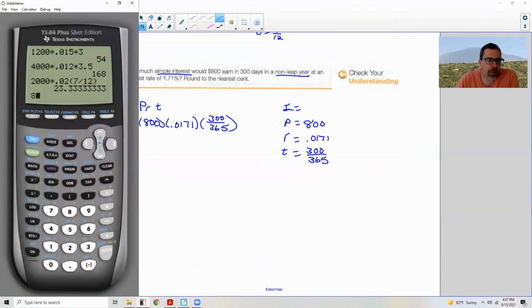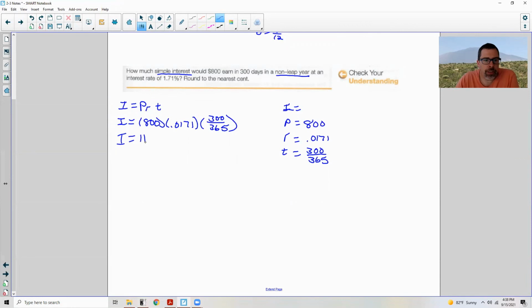You go to your calculator and you say 800 times 0.0171 parentheses 300 divided by 365. Close the parentheses, enter. And I got $11.24, and that 3, I'll put 11.2438 for starters. I equals 11.2438. Round to the nearest penny. So this will be an approximation, and it's $11.24. Okie dokie.